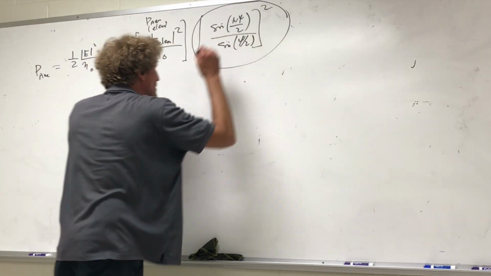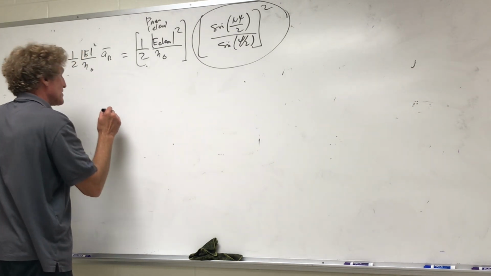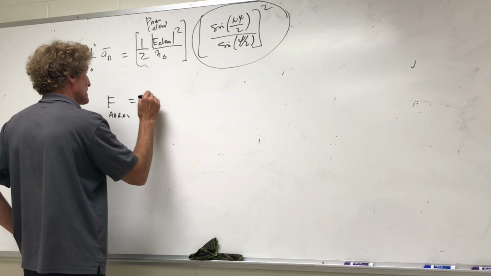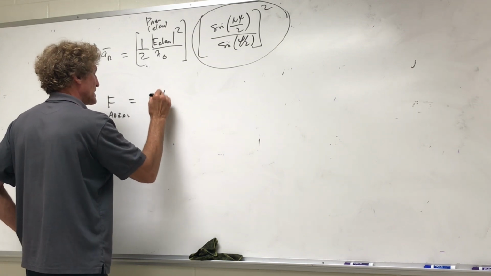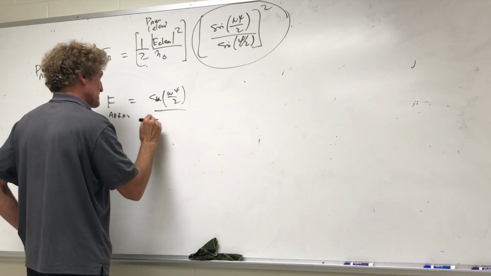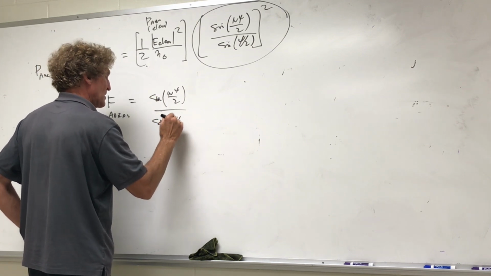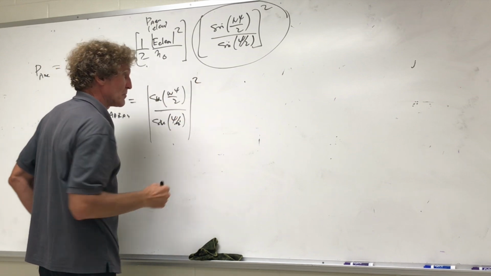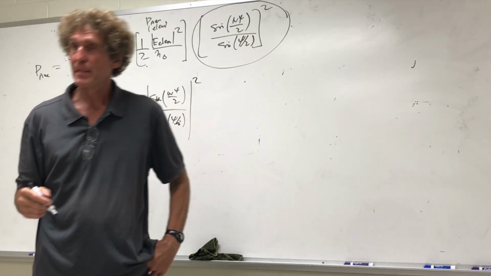I guess in Dr. Wentworth's book, he'll call this capital F array equal to sine of n psi over 2 over the sine of psi over 2. Take that whole thing and square it. Well, what does it look like is a good question.